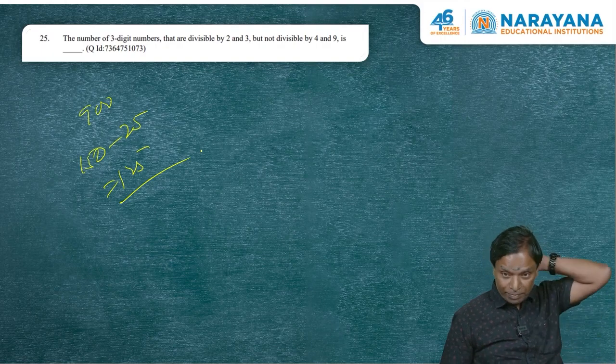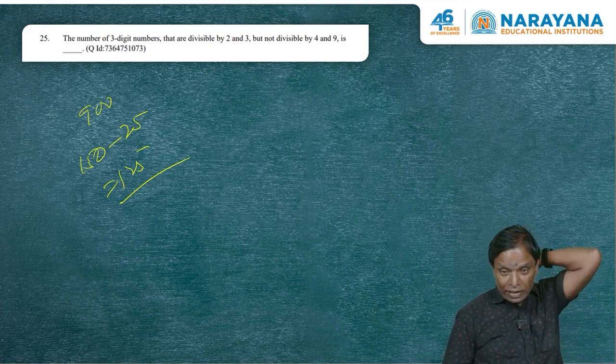These are the numbers, the number of 3-digit numbers that are divisible by 2 and 3 but not divisible by 4 and 9.